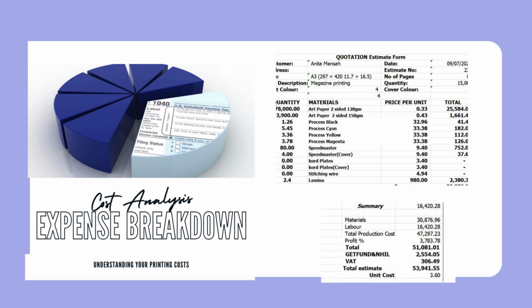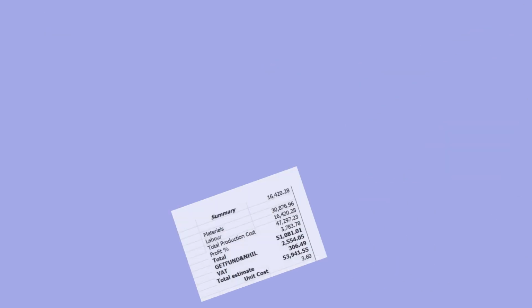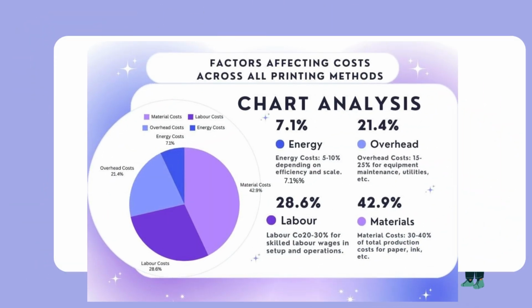On the screen are factors influencing printing costs. A detailed breakdown of cost components is shown on the screen to illustrate variations. For a comprehensive understanding of factors affecting printing costs, material costs typically account for 30 to 40% of the total production cost. This includes the expenses for paper, ink, and other necessary materials.